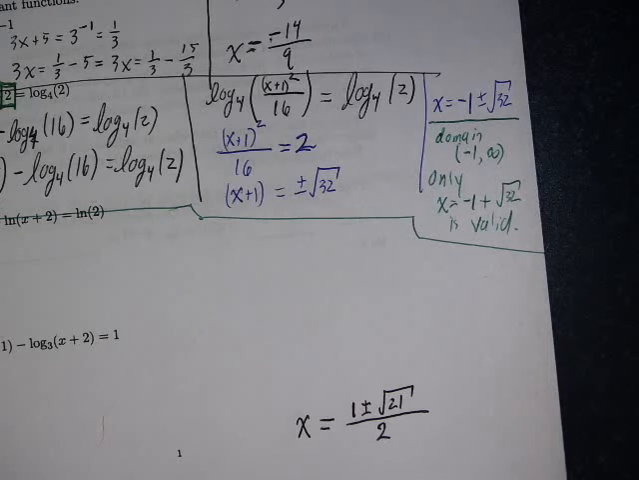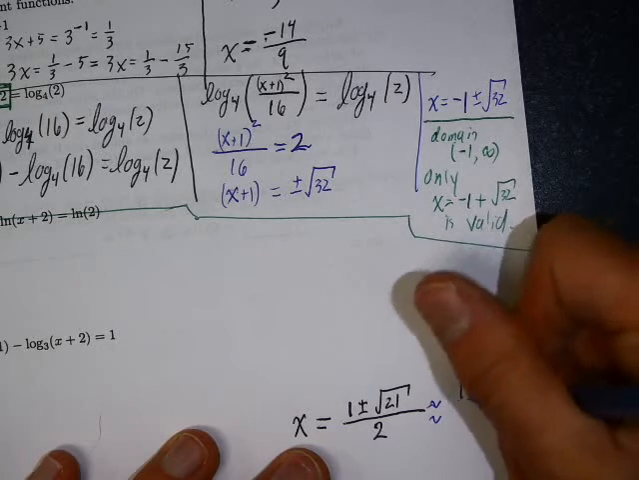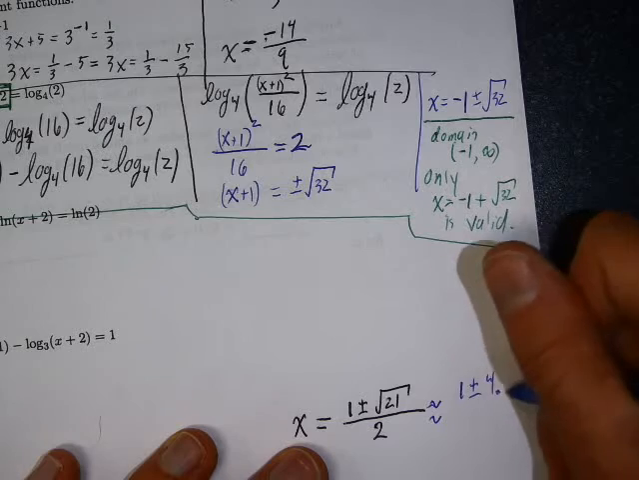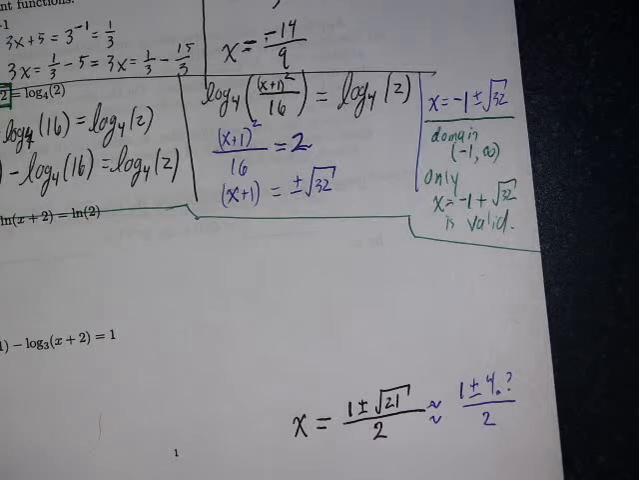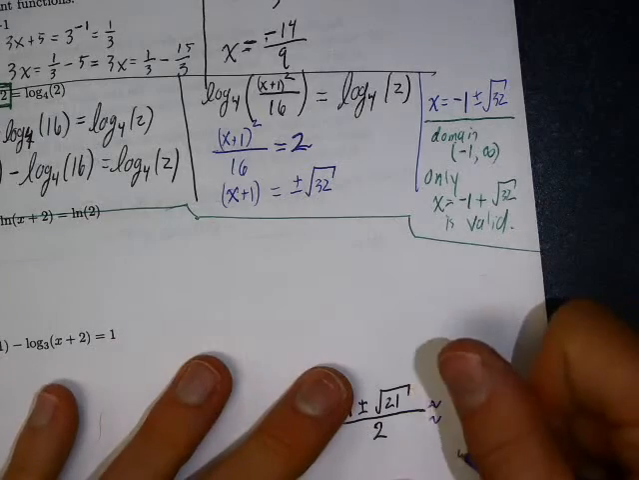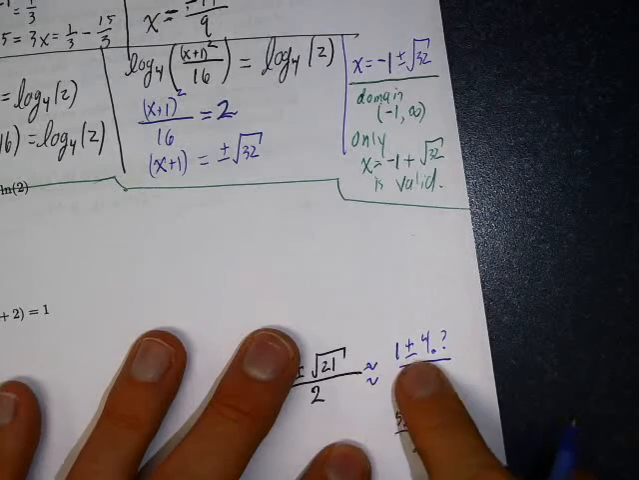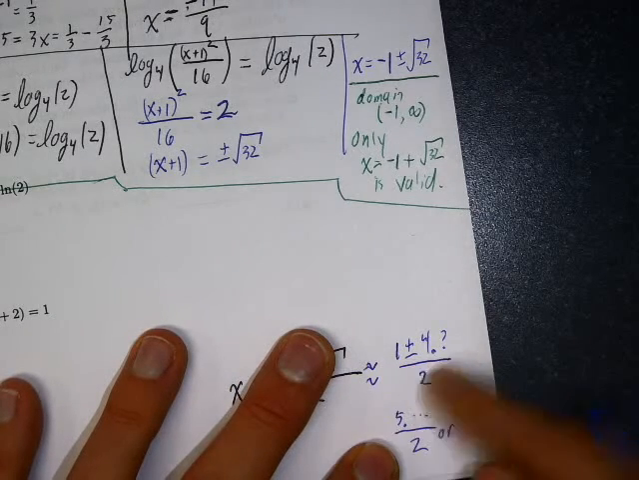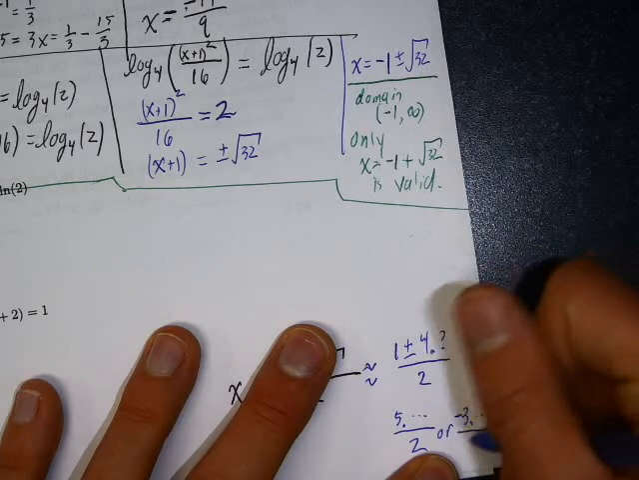So square root of 21, that's like 4 point something? Maybe you know what it is more closely because you used a machine or you just know. So that's somewhere around 1 plus or minus 4 and some change, all over 2. So I guess that'll give you 5 and some change, all over 2, or 1 minus 4 is 3, then you keep subtracting, negative 3 and some change over 2.